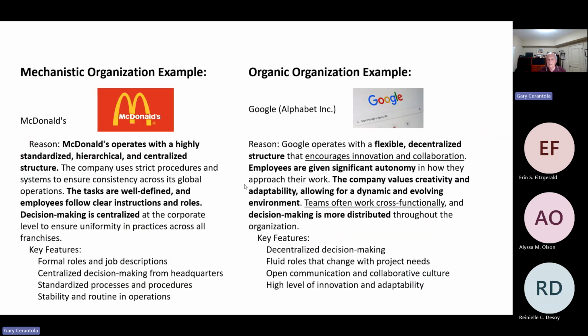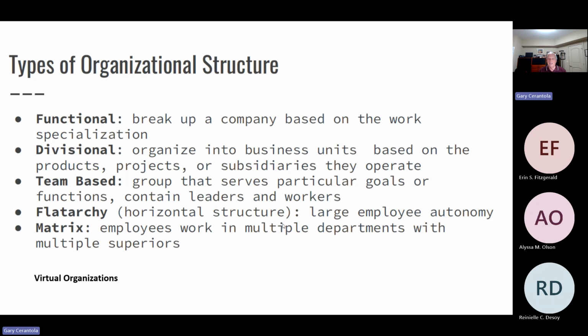Okay, we talked about that. So here's an example. A mechanistic organization is McDonald's, all right? Highly standardized, hierarchical, centralized structure. Follow clear instructions. Whereas Google Alphabet, well, those people have to be creative. They're project oriented in terms of designing offerings, so the company values creativity and adaptability. So teams often work on a cross-functional basis. Decision making a lot more distributed. So here's the key factors to give you an idea.